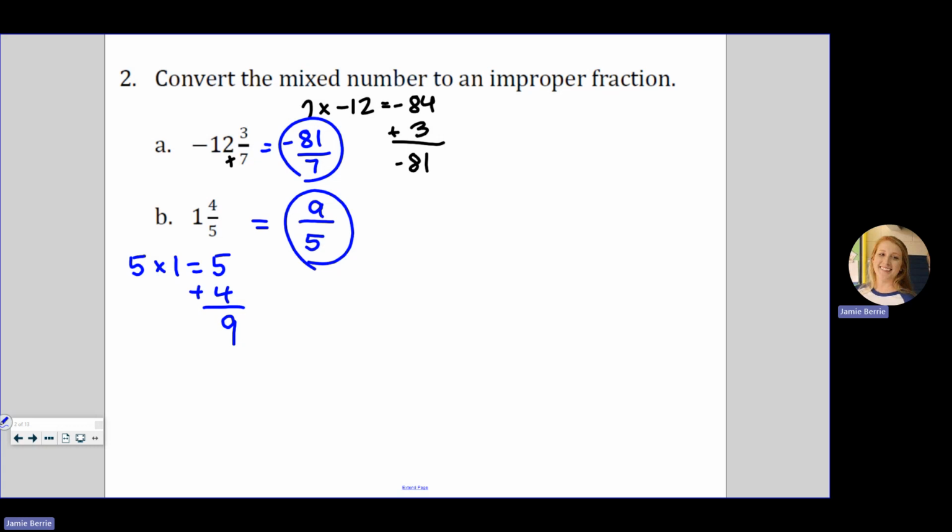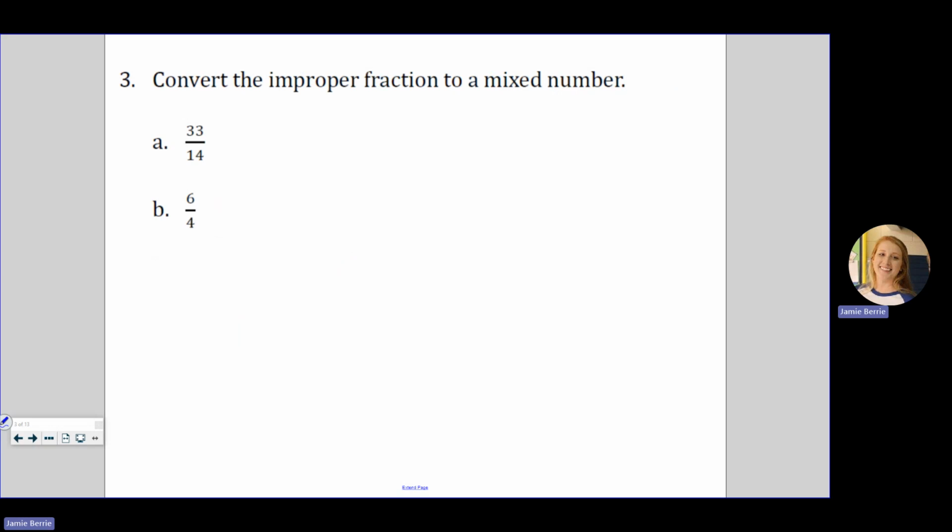What about the other way? Do y'all remember how we do that other way? What is the strategy that we use for these improper fractions when we're making them into mixed numbers? Long division, yeah. All right, so 33 over 14, you're gonna do long division. Here's my little long division box. What number goes inside the box? 33. So the top number goes inside the box. The divisor is the denominator.